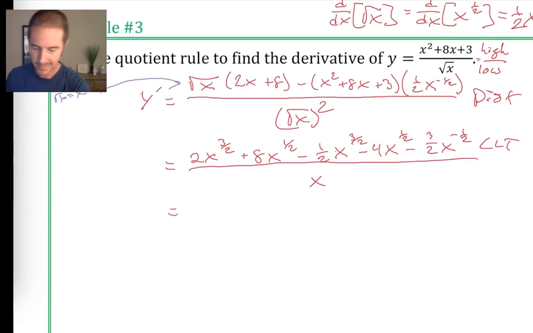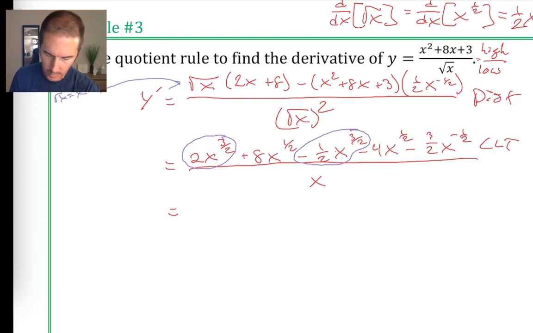Let's look for our biggest exponent first. I don't see any x squareds, so x to the 3/2 is our next largest exponent. I see 2 of them here, and we're taking away 1/2 of an x to the 3/2 power here.